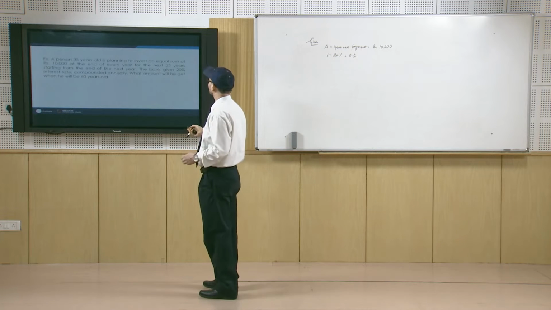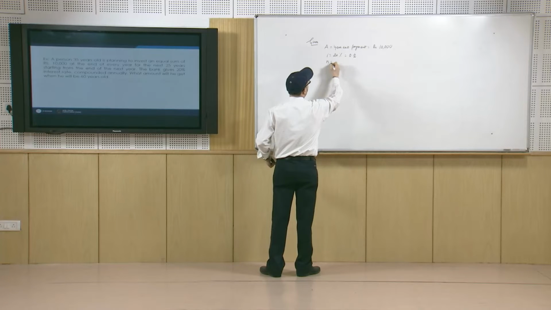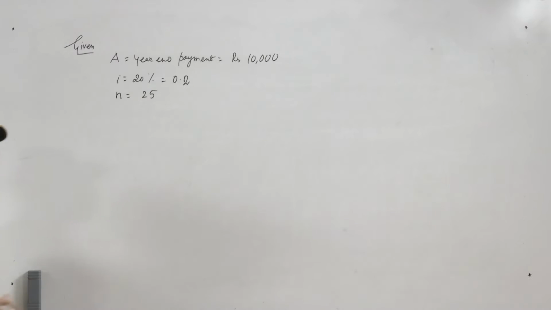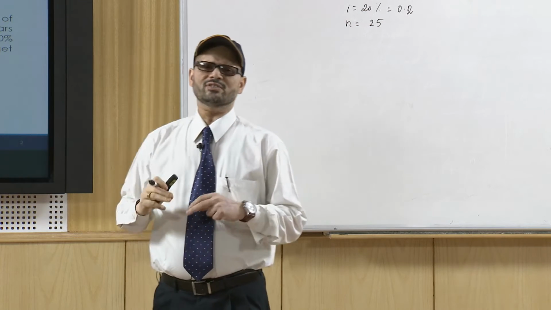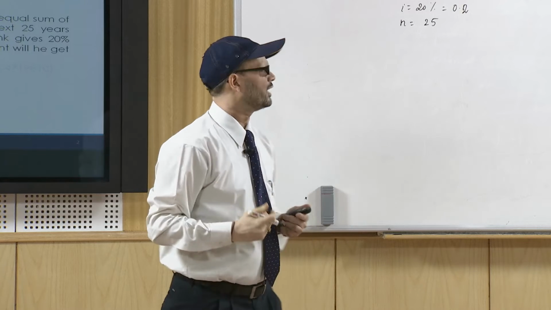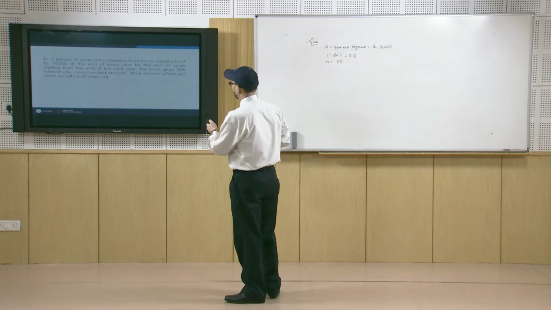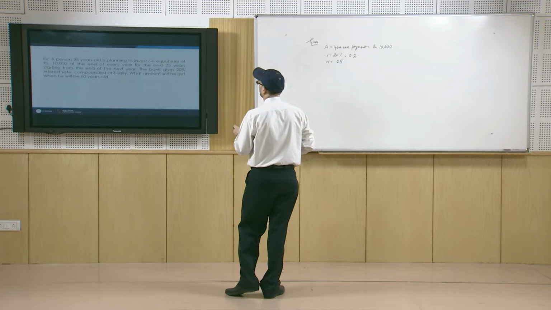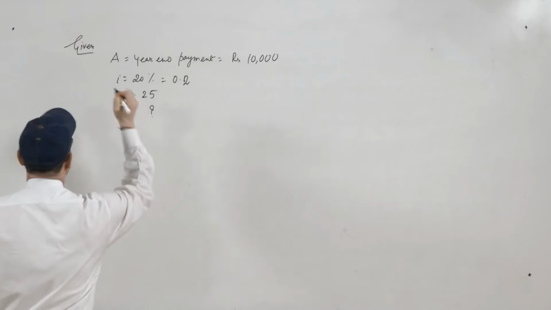Since he is going to have the amount when he is 60 years old, he is going to deposit this amount for 25 years, and that is why the interest periods n are 25. Before solving problems based on these interest factors, it is advisable first of all to draw the cash flow diagram. Here you have to find the future amount, what amount he will get. So, basically you are trying to find F.